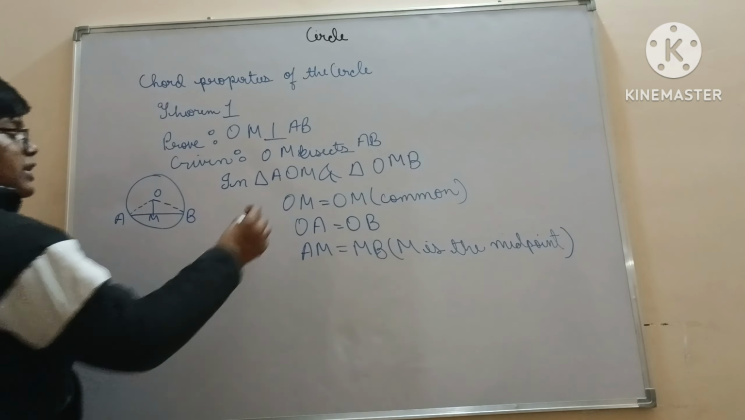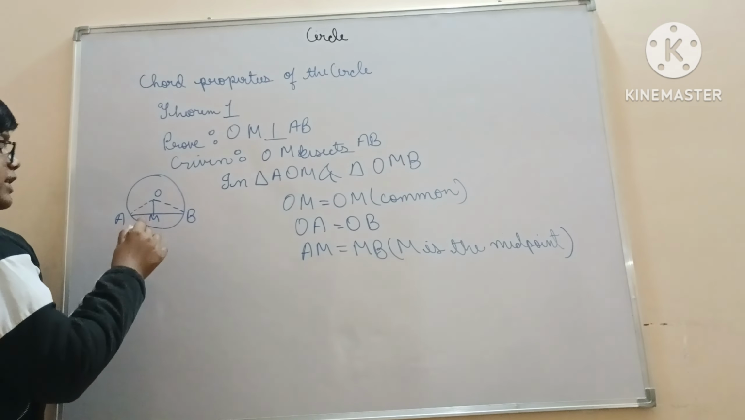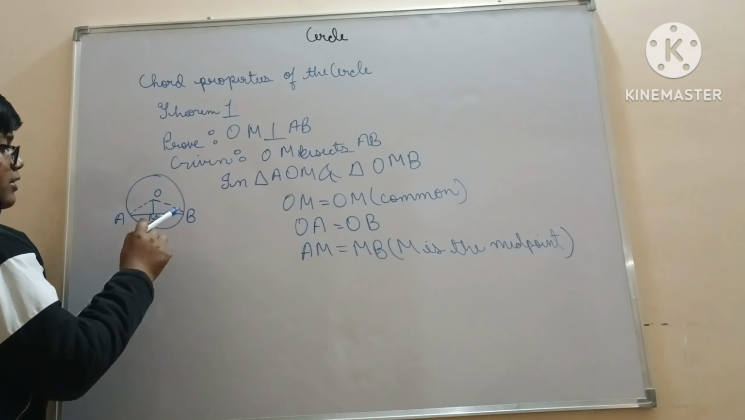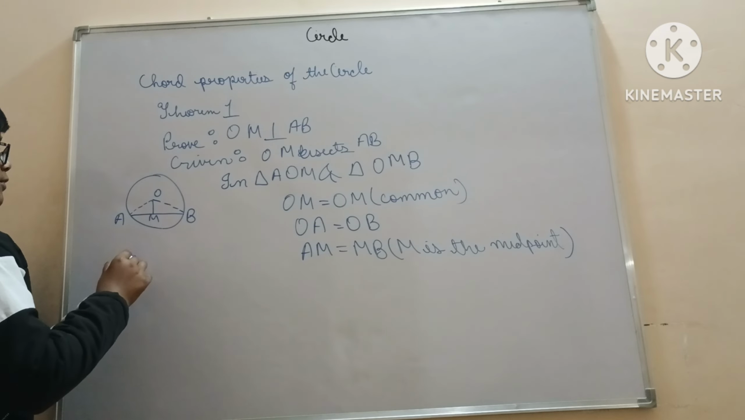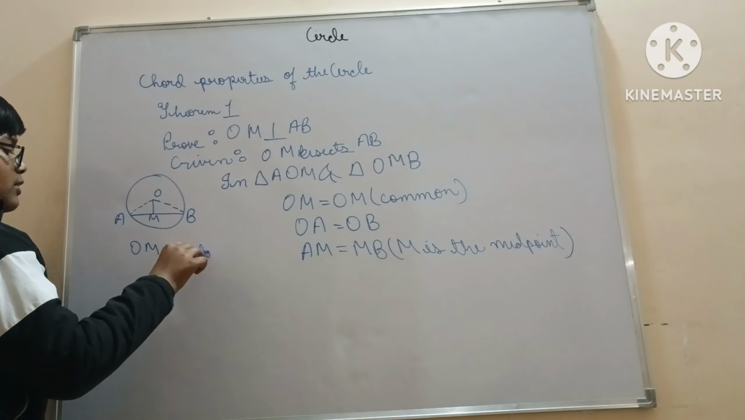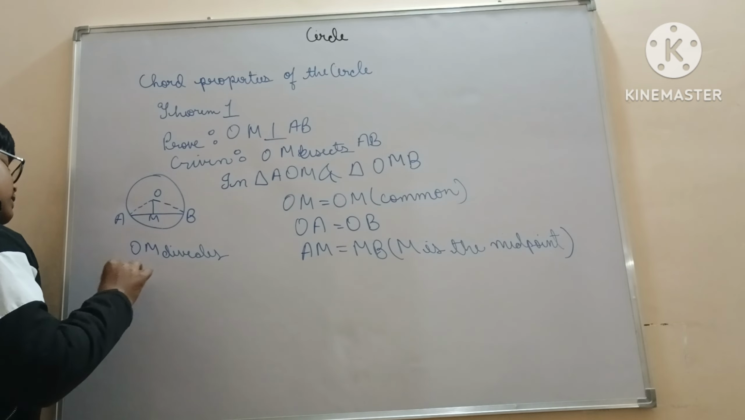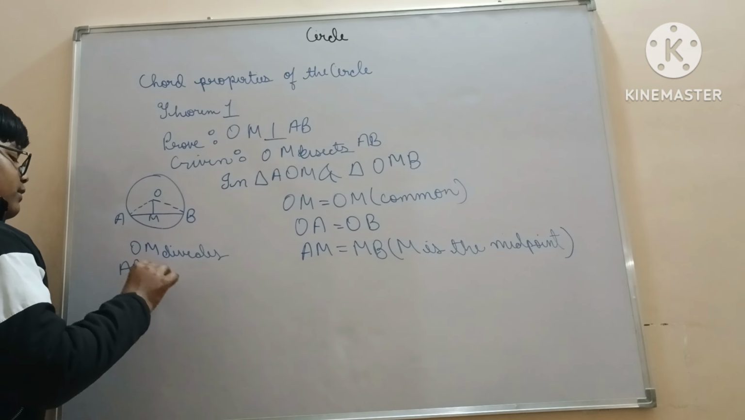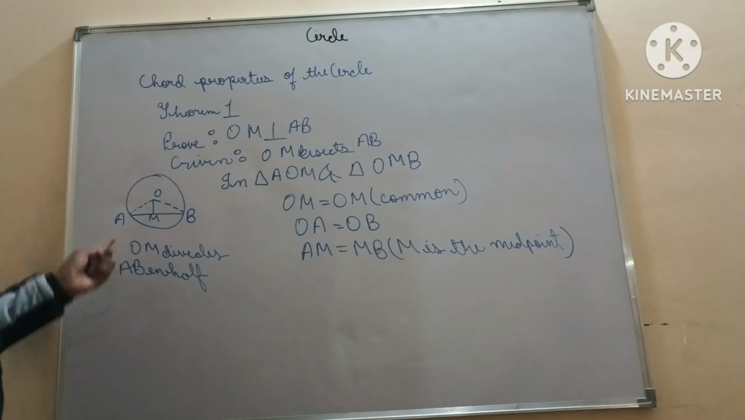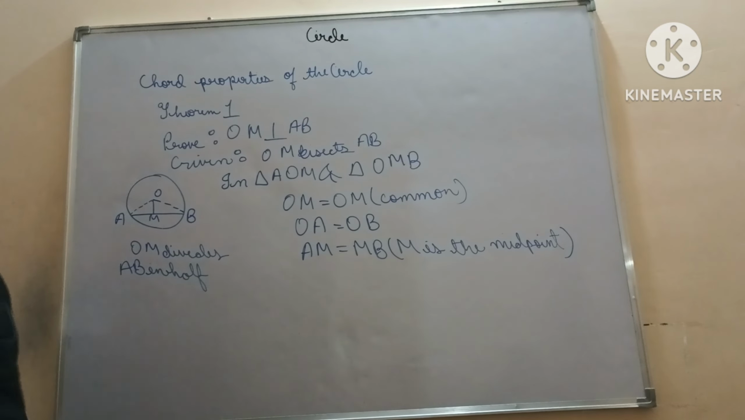Because it is given to us in the question that OF bisects AB. The meaning of bisect is dividing this line, this AB line, into half. So OF divides AB in half, which means that M is the midpoint of AB. So AM is equal to MB.